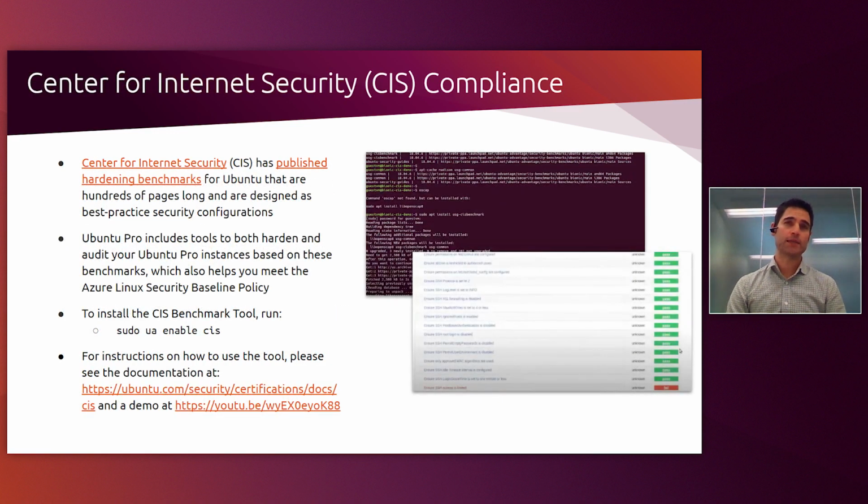The next point I want to cover is the CIS, or Center for Internet Security, compliance. CIS is an organization that has published hardening benchmarks for Ubuntu since 12.04. And those hardening guidelines set out a large number, hundreds of pages, of suggested configuration changes to Ubuntu machines in order to comply with best practice security guidelines. Now, Ubuntu Pro includes CIS hardening and CIS audit tools so that you can use these to audit your Ubuntu Pro machines or to automatically harden your Ubuntu Pro machines to improve your CIS compliance. And we have some guidance here, some documentation on using those CIS tools and a video demo if you need more information on this.